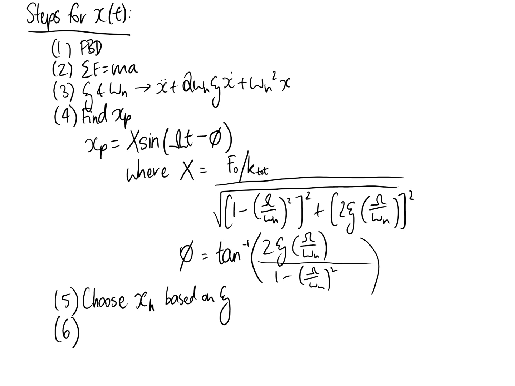And the last thing is to solve for the constants from the initial conditions that you're given. Okay, and that should give you your equation for X as a function of time. So the only other thing I wanted to mention was what happens at steady state for your system.